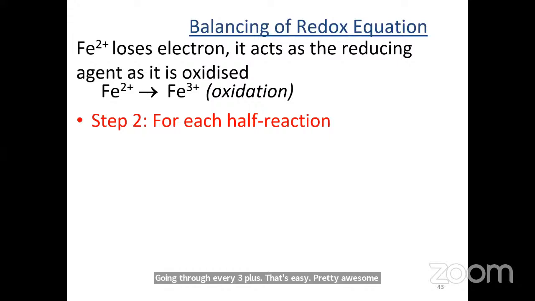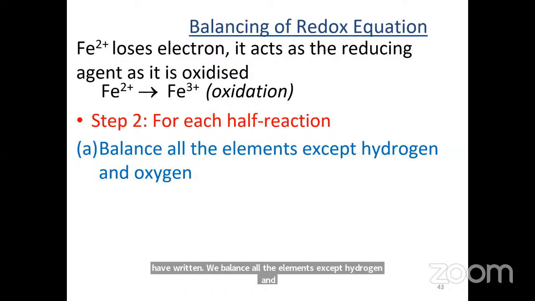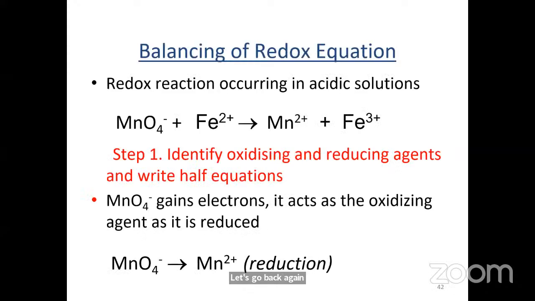Now, step 2. For each of these half reactions that we have written, we balance all the elements except hydrogen and oxygen. The previous one we have written, MnO4 minus going to Mn2 plus. If you look at it, let's go back again. We have one manganese on the left-hand side, and we have one manganese on the right-hand side. So manganese is balanced.